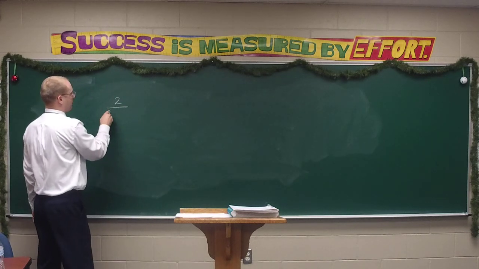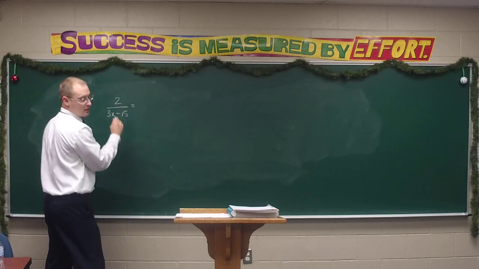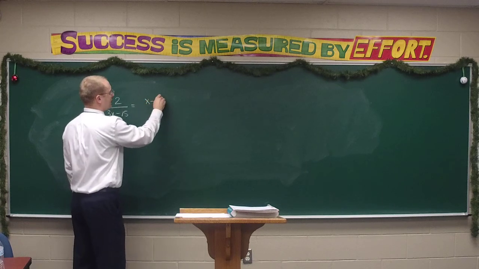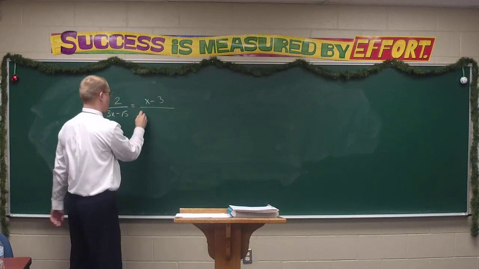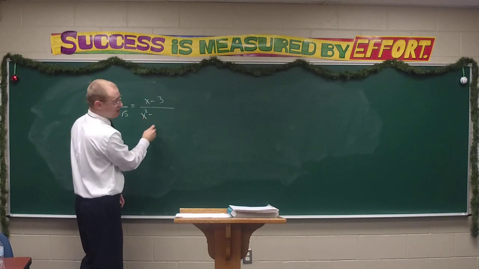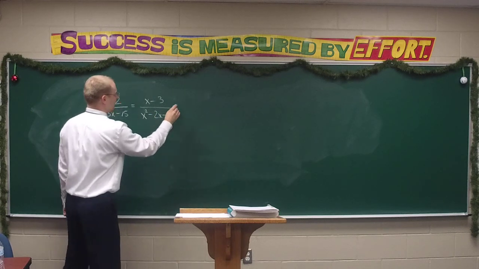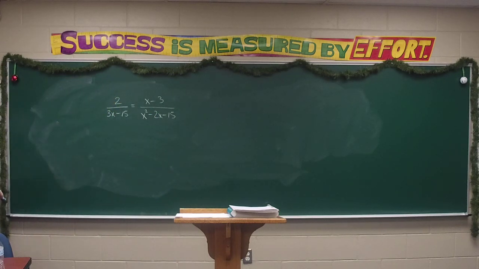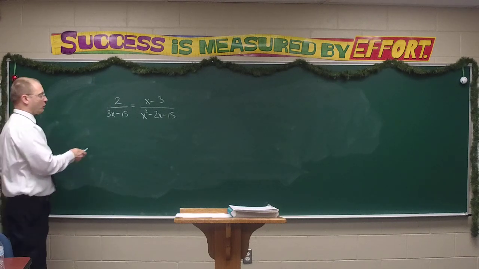2 over 3x minus 15 is equal to, say, x minus 3 over, say, x squared minus 2x minus 15. Something, say, like that. Again, it's rational, but it's also quadratic, or it would at least become quadratic. And of course, this is a special rational equation, class. This is called a proportion. How do we solve proportions? Cross multiply. Yeah, we can cross multiply.